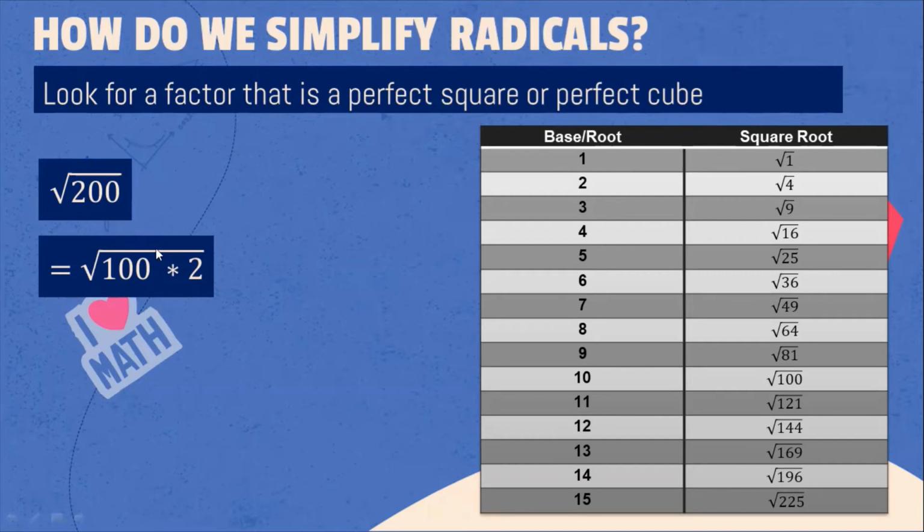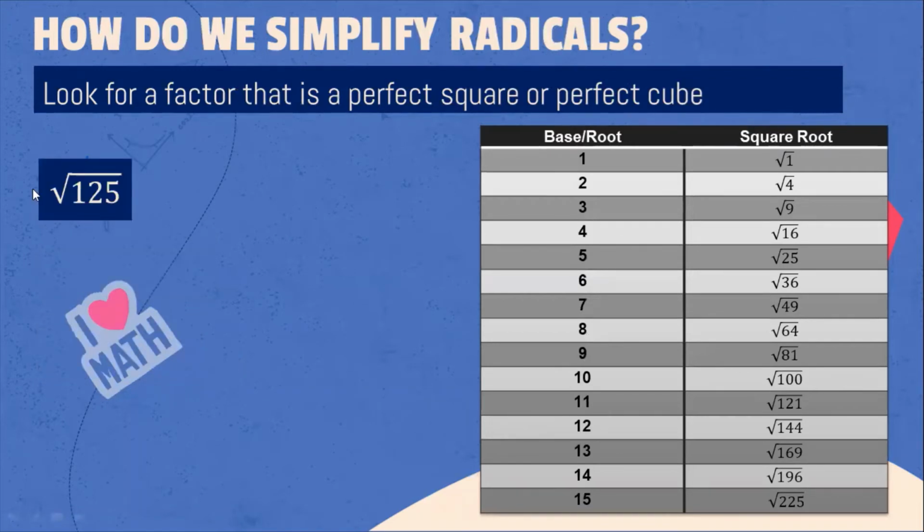That's why we can simplify the square root of 100. The square root of 100 is 10, times the square root of 2. The square root of 100 is 10. Then we rewrite the square root of 2. The final answer is 10 square root of 2.